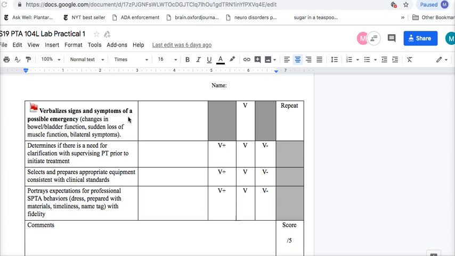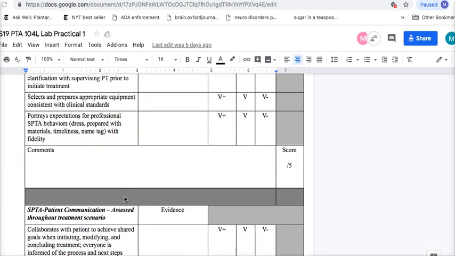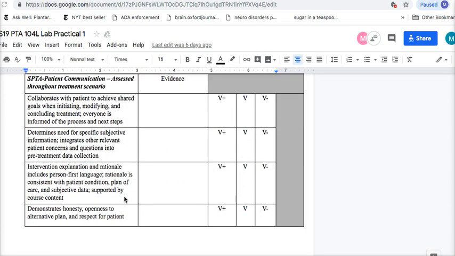Are you able to verbalize signs and symptoms of a possible emergency? We talked about this in lab: a change in bowel and bladder function, sudden loss of muscle function, and bilateral symptoms, pain shooting down both legs. So our expectation is that you are able to verbalize this to the proctoring examiner, in the case of this exam, myself or Christina. So you need to know these. And the rest you're familiar with.